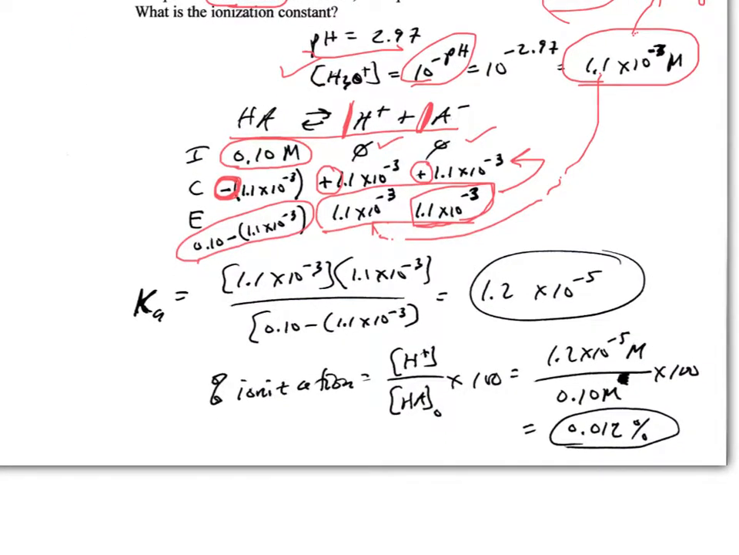Plug all those equilibrium concentrations into the formula, and there's my ionization constant, aka my equilibrium constant.